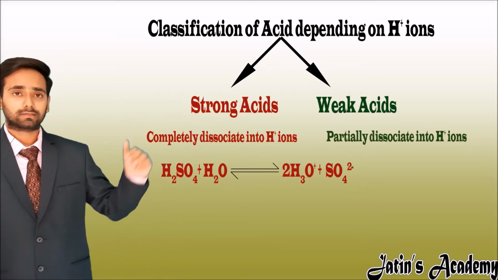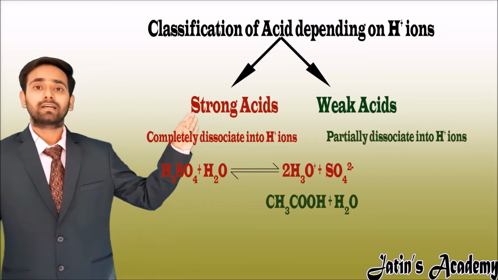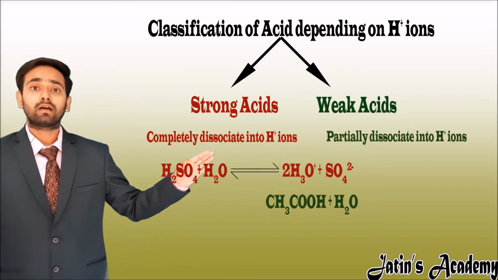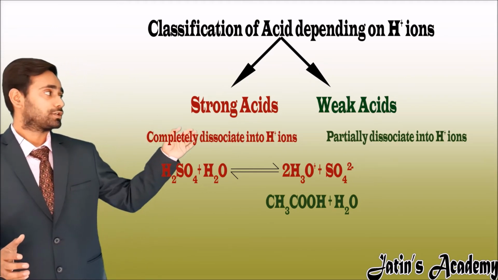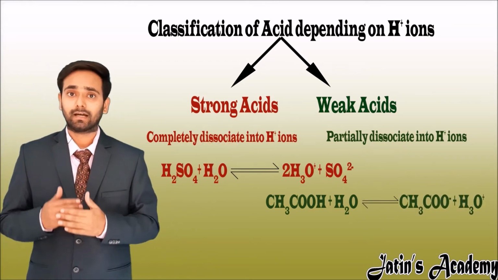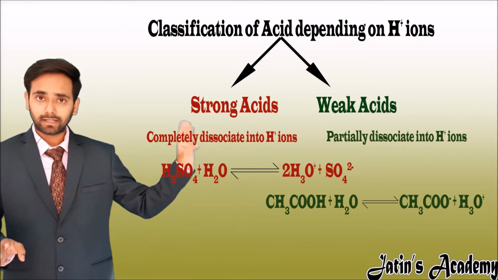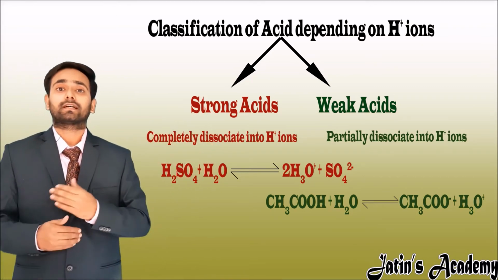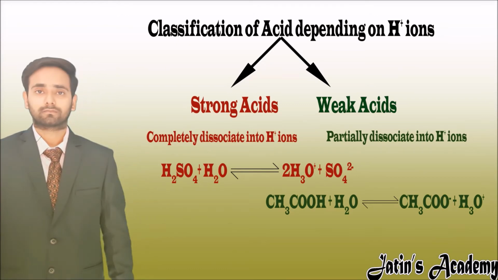But on the other side, in the weak acid, take the example of acetic acid, that is CH3COOH. In this example, there are 4 hydrogen atoms, but on addition to water, it gives only 1 H positive ion in the aqueous solution. So out of 4, it gives only 1 H positive ion. So this is a weak acid, or we can say that it partially dissociates into H positive ions.